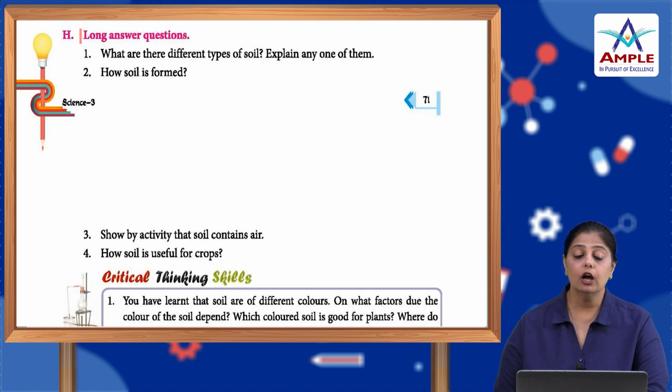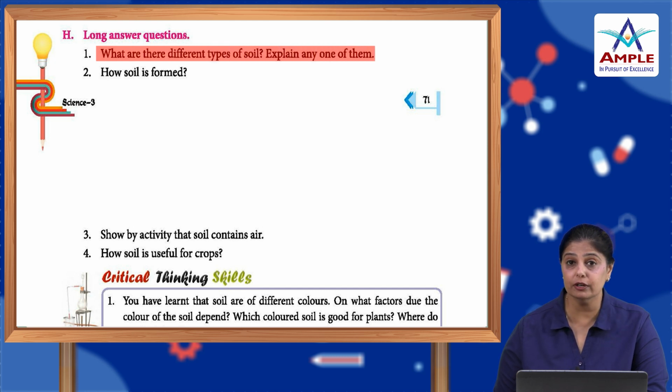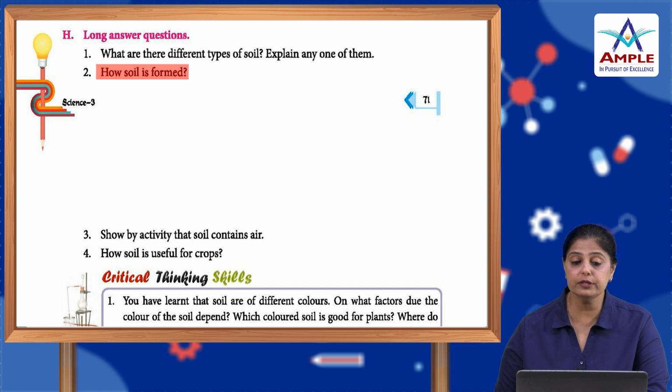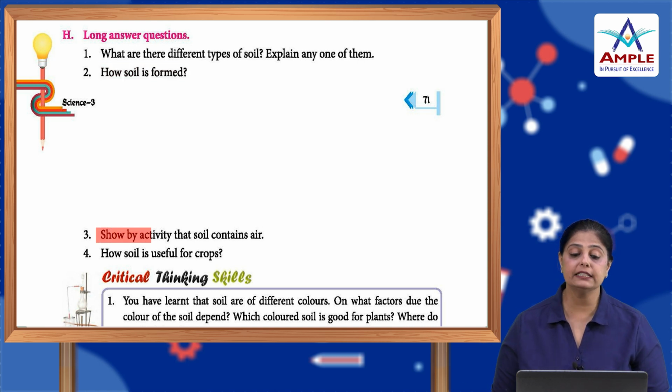Alright. Now children, long answer questions. What are the different types of soil? And explain any one of them. So out of the three soils that we've learned here, sandy, clay and loamy soil, you can explain any one of them in detail. How is soil formed? It's formed due to the weathering of rocks. So you have to explain this in detail. Show by activity that soil contains air. We've already done this. So when you see the bubbles coming out, you can write that activity which shows that the soil contains air. And how is soil useful for crops?